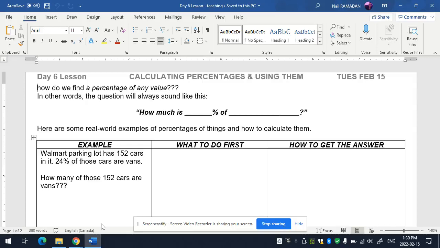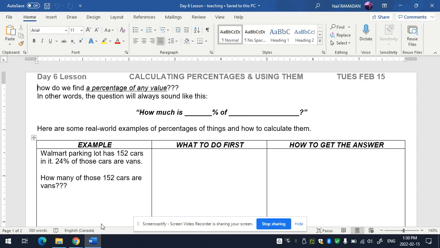How do we find a percentage of any value? In other words, the question will always sound like this: how much is something percent of something else? These questions happen all the time, and they're really important to actually understanding a lot about how the world works around you. So the best way is to always lead by example. Here are some real world examples of percentages of things and how to calculate them.